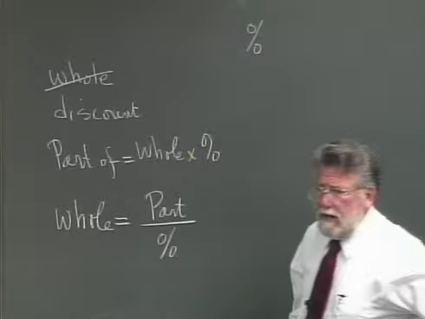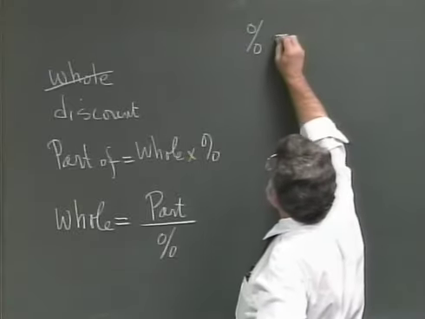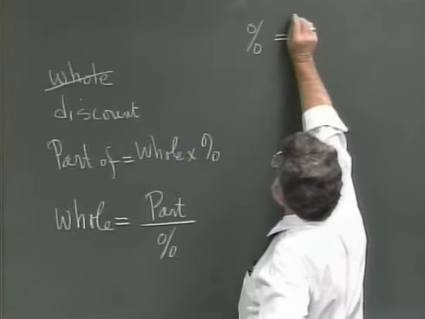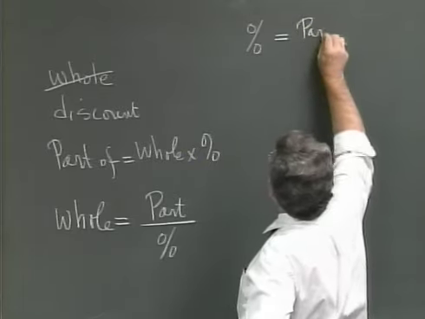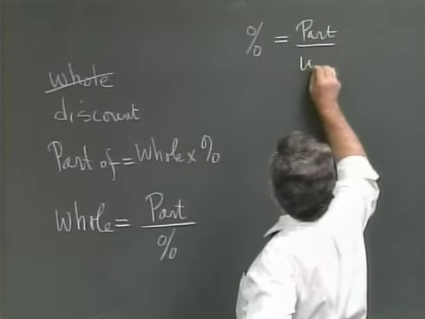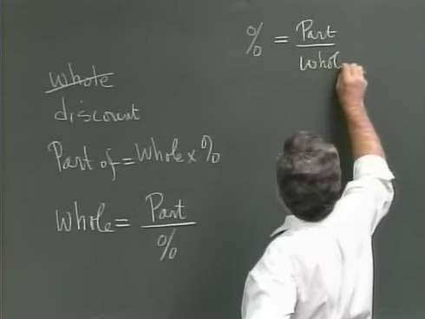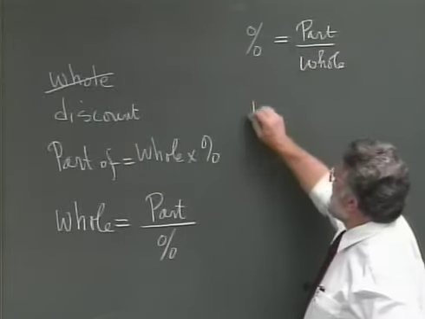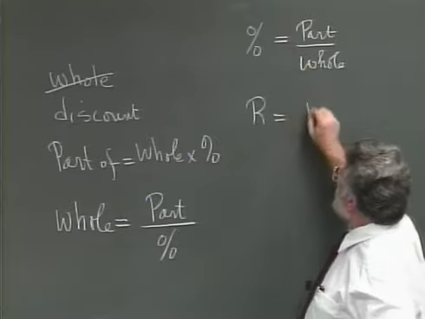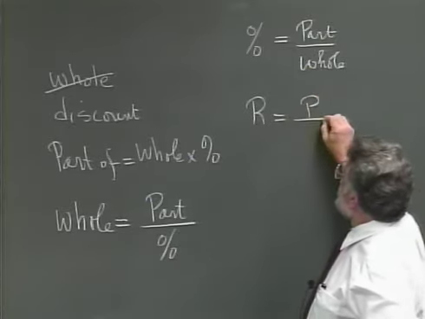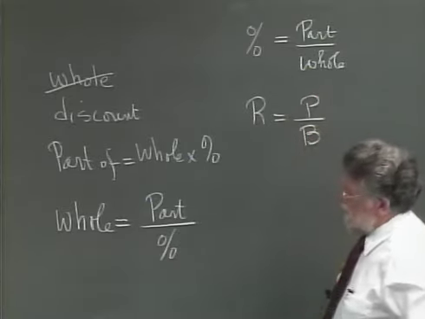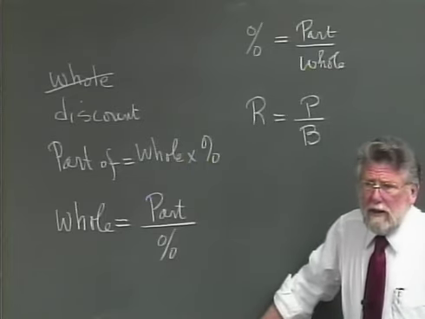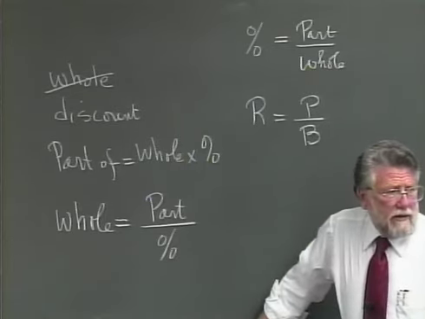Now, what do you write down for your formula for percent? Okay, part over the whole. If you prefer the P, B, and R routine, then it would be R is equal to the percentage over the base, and that is acceptable, but then you still have to substitute either way.